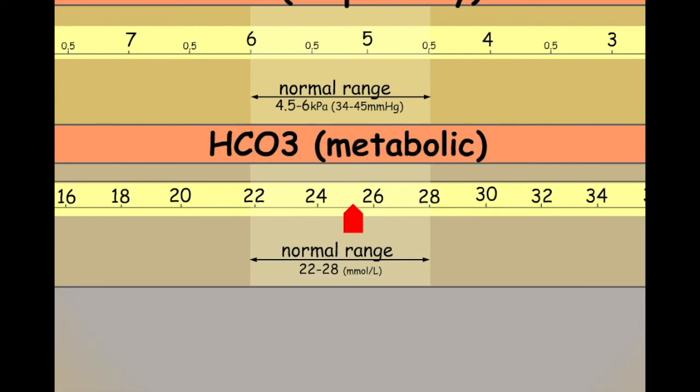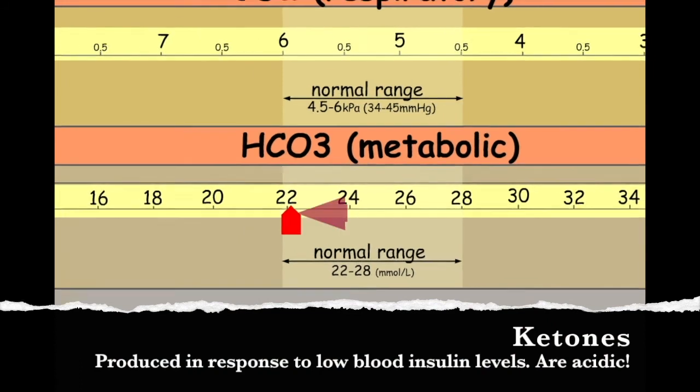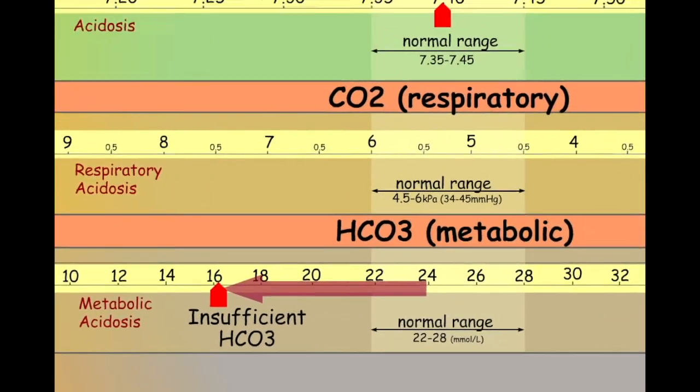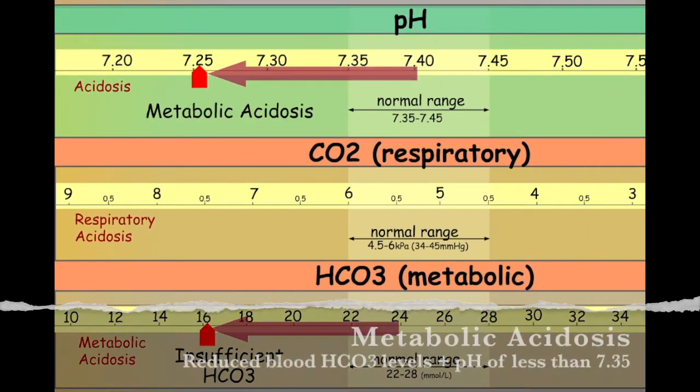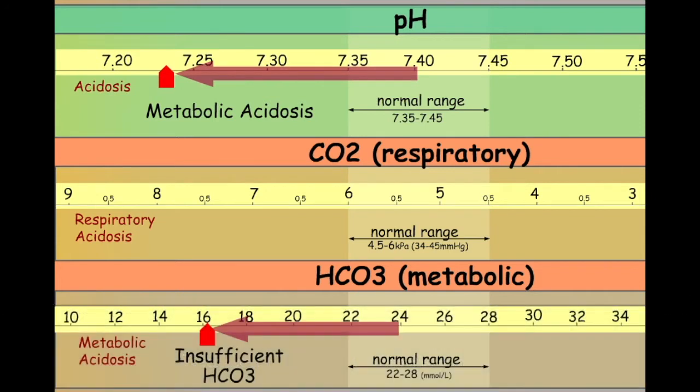For example, a type 1 diabetic who doesn't take their insulin will start to produce ketones. Ketones are acidic. Acid will build up in the blood at a faster rate than the kidneys can produce bicarb to buffer its effect. The pH will be pushed downwards in an acidotic direction and the bicarb will be used up. Blood bicarb levels will begin to decrease. Reduced bicarb levels therefore indicate a metabolic acidosis.